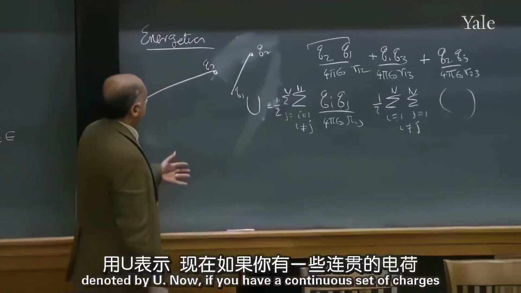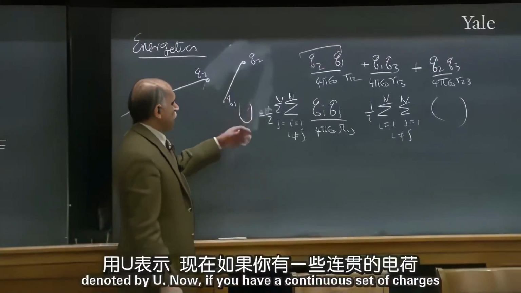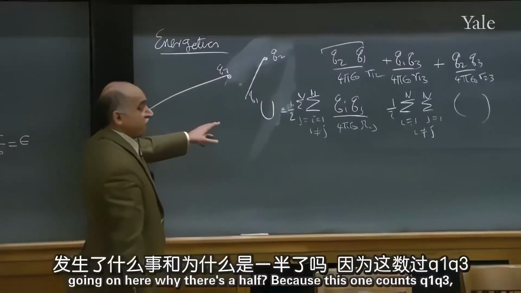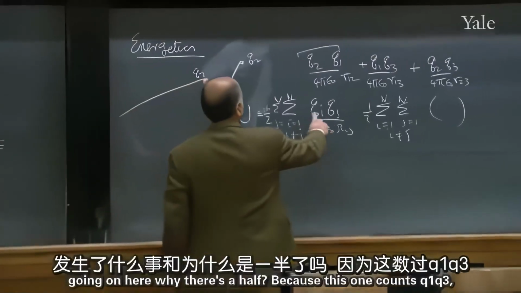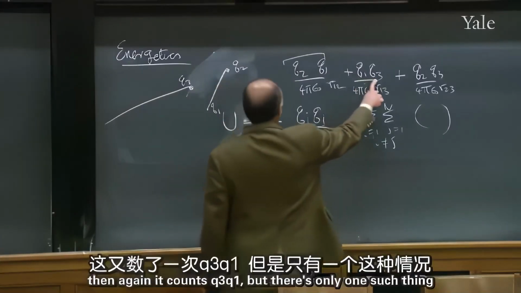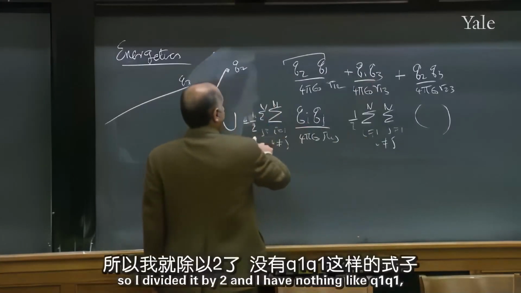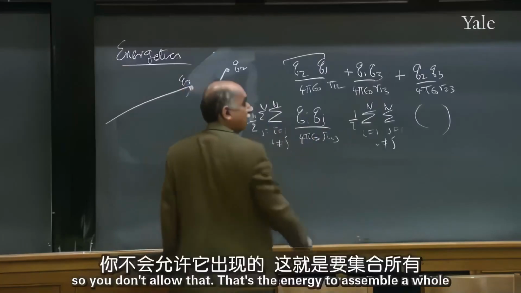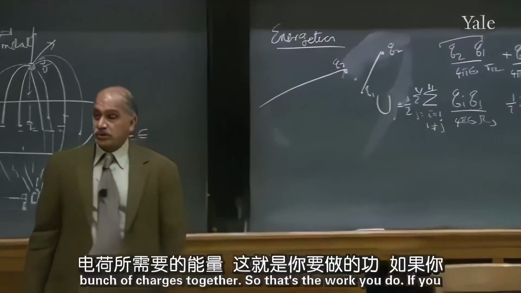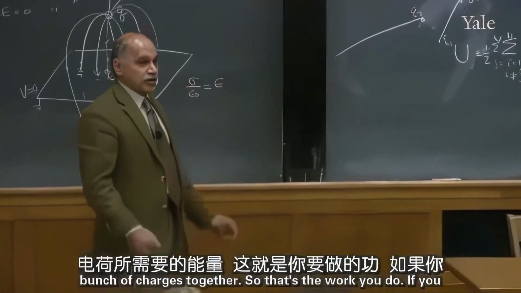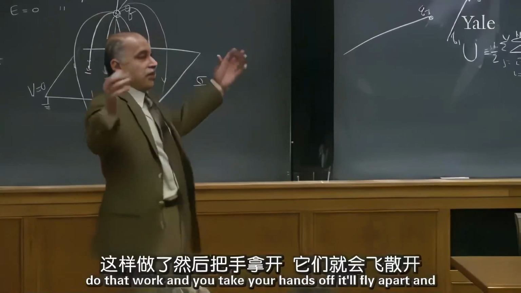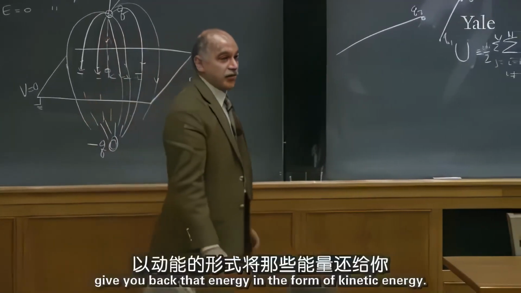Now, if you have a continuous set of charges, you must replace the sum by the integral. Do you see what's going on here? Why is there a half? Because this one counts Q1, Q3, then again it counts Q3, Q1, but there's only one such thing, so I divide by 2, and I have nothing like Q1, Q1, so you don't allow that. That's the energy to assemble a whole bunch of charges together. So that's the work you do. If you do that work and you take your hands off, it'll fly apart and give you back that energy in the form of kinetic energy.